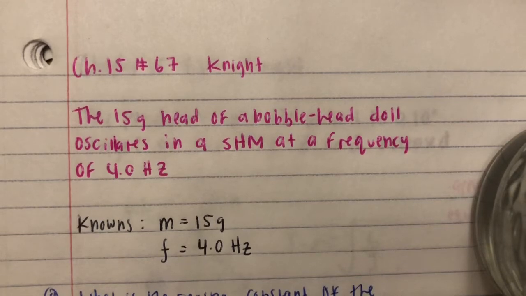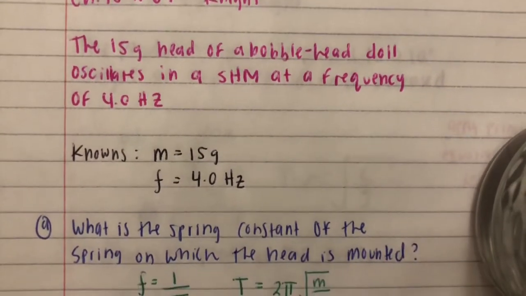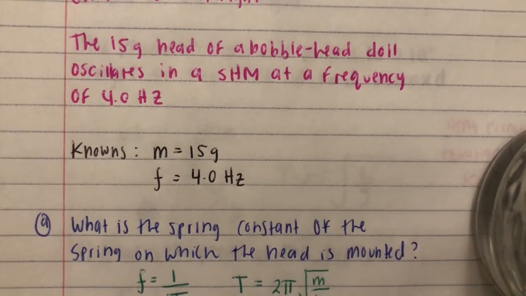So today I'll be doing chapter 15, number 67 in our physics notebook. It states the 15-gram head of a bobblehead doll oscillates in a simple harmonic motion at a frequency of 4 hertz. So I just wrote down what we know, which is the mass and the frequency. So the first question asks, what is the spring constant of the spring on which the head is mounted?